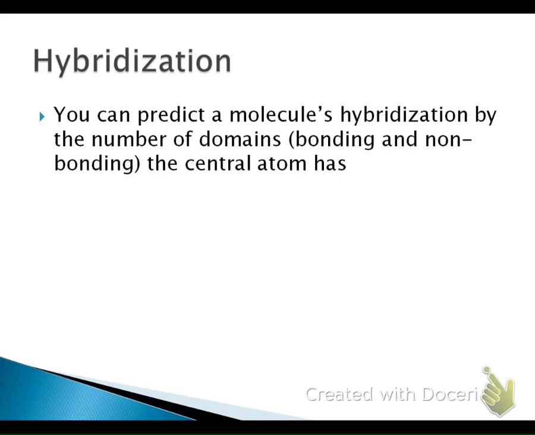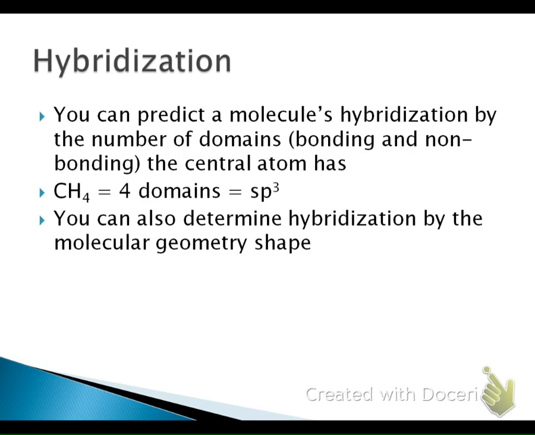We can find out the hybridization, or the shape of these new hybrid orbitals, through the number of domains. It can be non-bonding domains or bonding domains. We're going to look at the total number of domains. Do you remember what a domain is? Yes, it's anything surrounding the central atom. So it could be a lone pair, and it could be a bond. CH4 has 4 domains. That leads us to an sp3 hybridization. Okay?